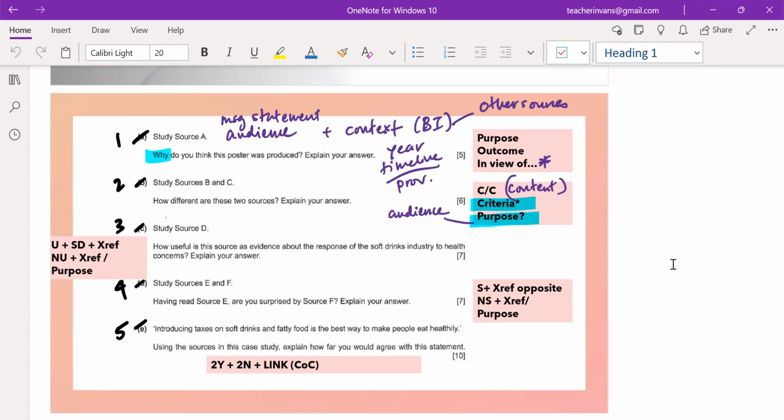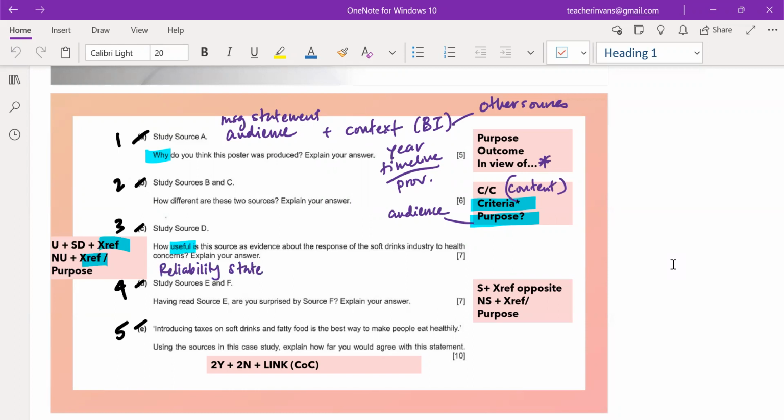Now is of course utility. How useful is the source as evidence about the response of soft drinks industries to health concern? Again, this requires a bit of unpacking. It is a utility question. So when you have a utility question, the idea of cross-referencing is very, very important. The idea of the reliability statement.